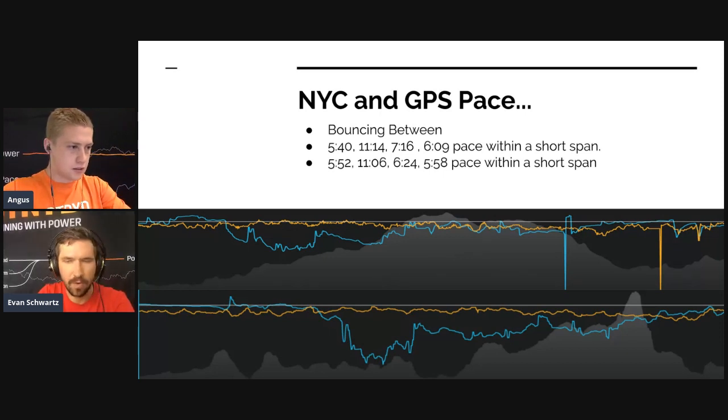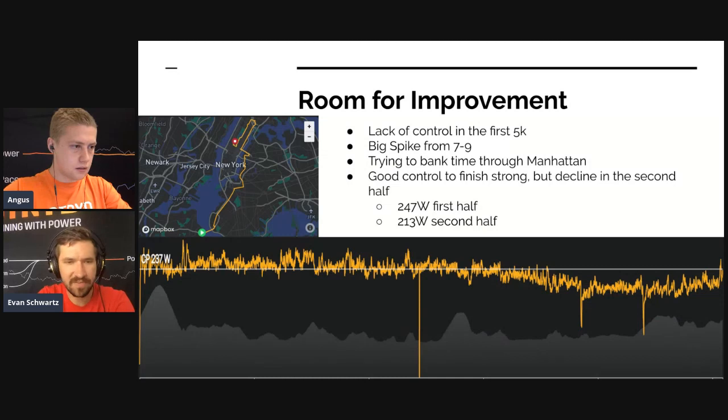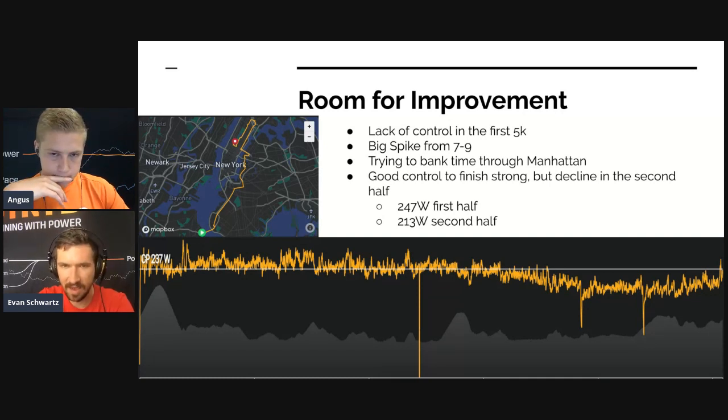Yep, that's good. Cool. So let's look at two specific race examples here. One, again, room for improvement, and then another one with better execution. So the first one here, room for improvement, there was a little bit of lack of control in the first 5K, as we can see over the bridge, even as the athlete is running down the downhill. They're still pretty darn above their critical power. So they averaged 247 watts for the first half, averaged 213 watts for the second half.